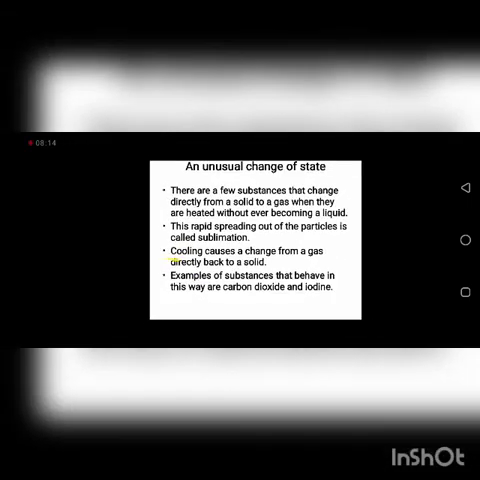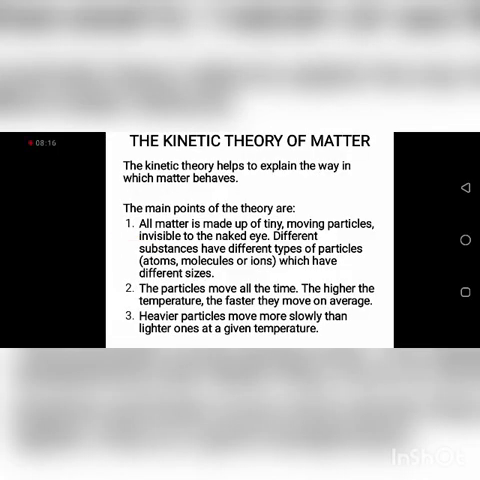So what are the examples of substances that can sublime? We have solid carbon dioxide and iodine crystals. These are substances that can undergo sublimation without passing through the liquid.